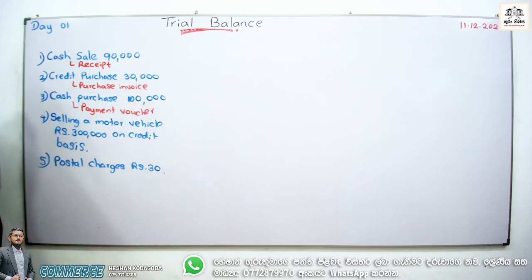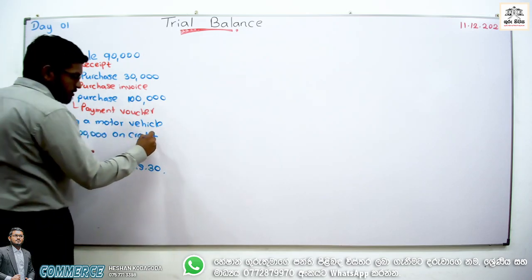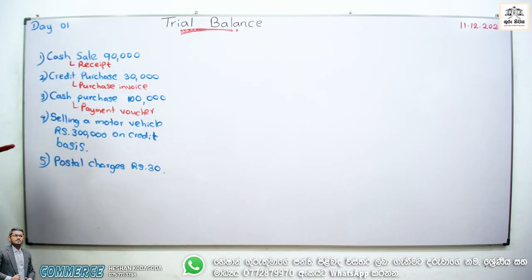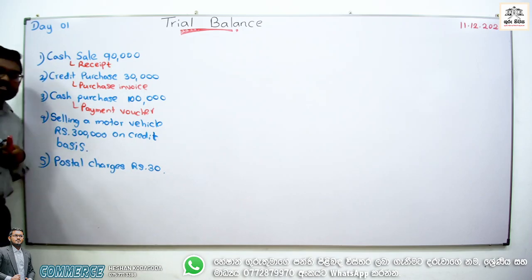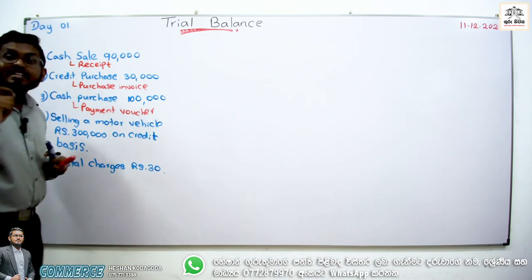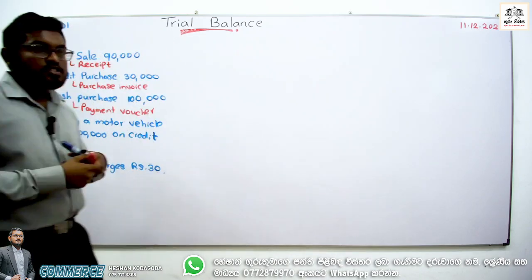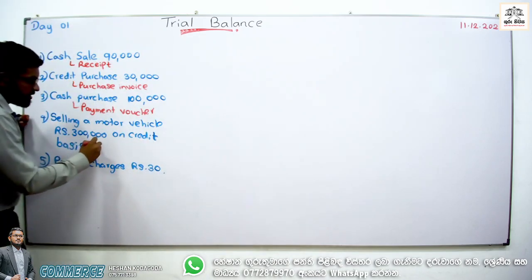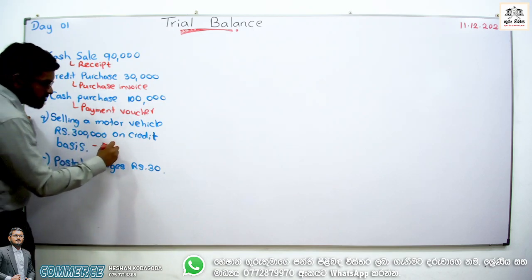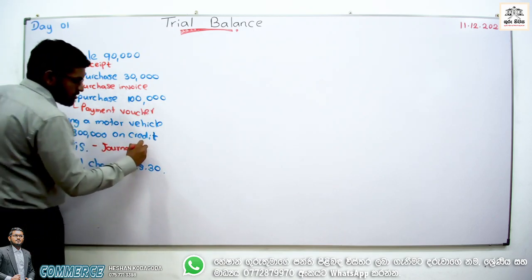Selling a motor vehicle, rupees 300,000 on credit basis. What is the source document? This is about selling a non-current asset on credit basis. We record it in the general journal. So the source document is journal voucher.